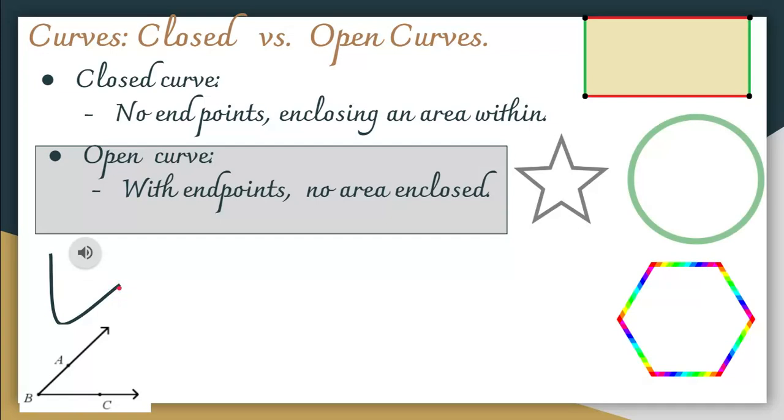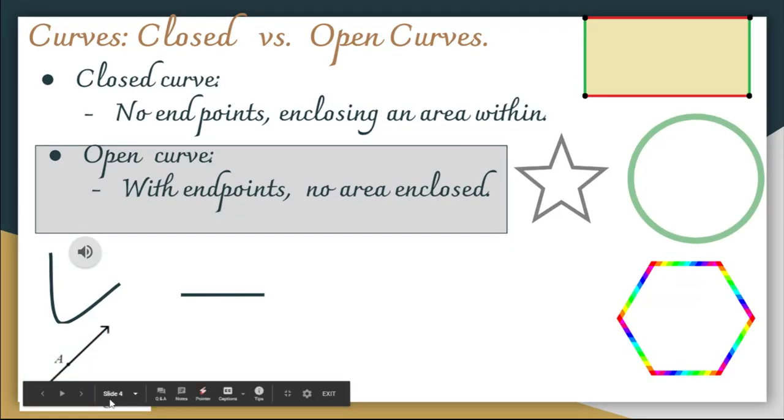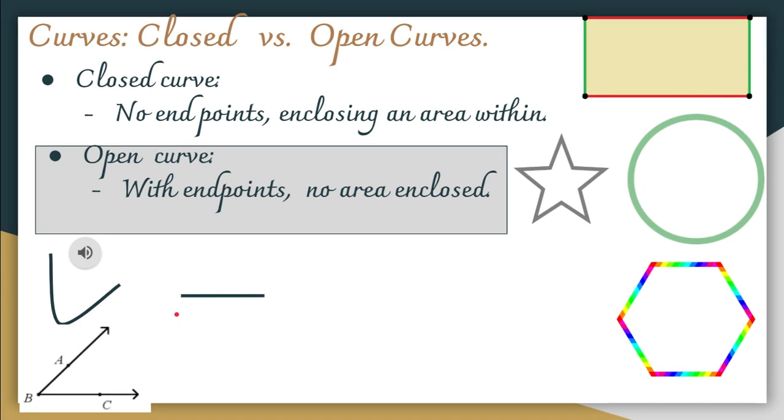Similarly, you look at the line segment. You have two distinct points from where it started and where it ended. Now look at this angle. Even though the shape is not like a straight line, still you have two end points, right? Now here, do you think that any area is enclosed within these curves? No. When you draw a line, there is no area enclosed by the line, isn't it?